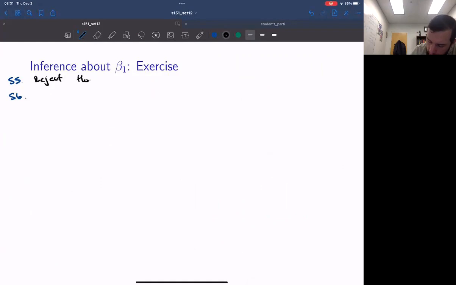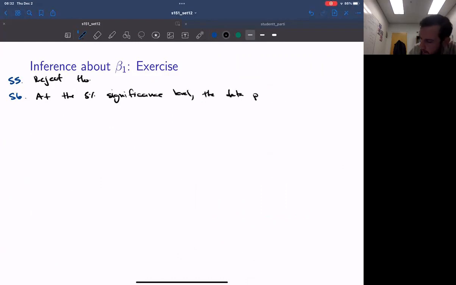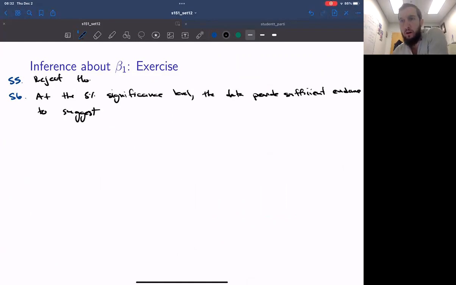So for our conclusion, we can start off with, at the 5% significance level, the data provide sufficient evidence to suggest. Okay, so the starting point here is the same as all of our other conclusions. We have our significance level, and now we're rejecting, so the data are providing evidence. There's a couple of different ways that we can phrase this. The easiest way to phrase the conclusion is to basically say the data provide evidence that the true population slope does not equal 0.